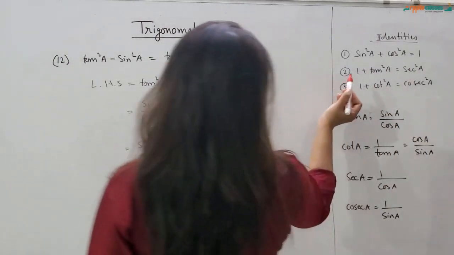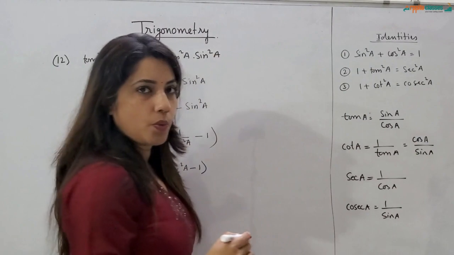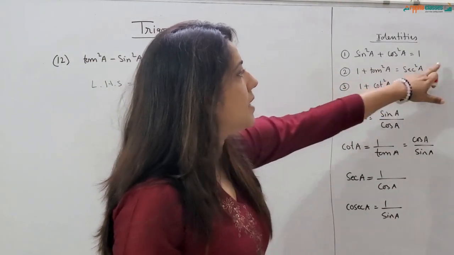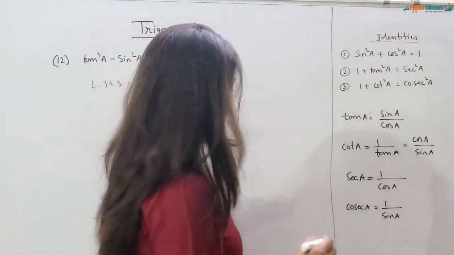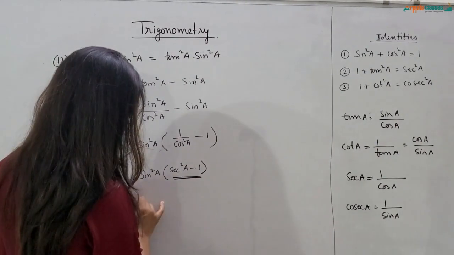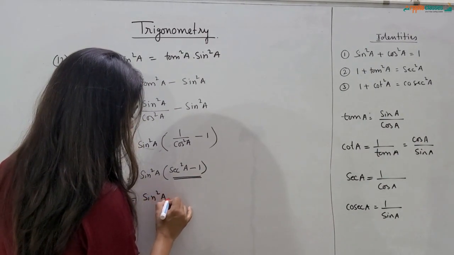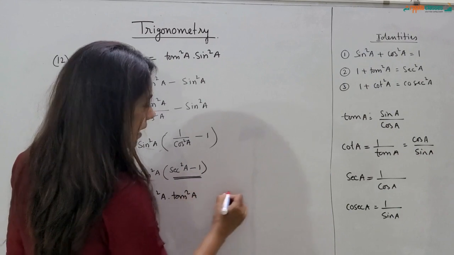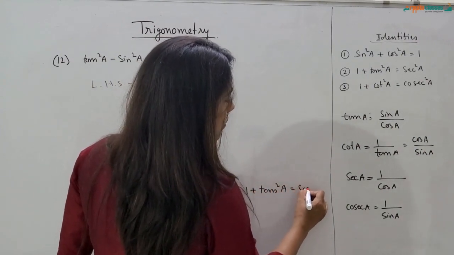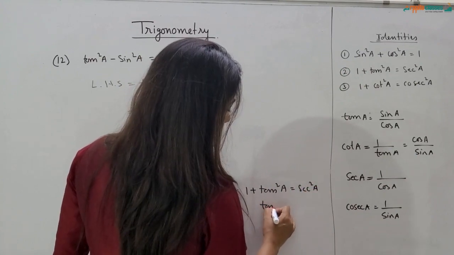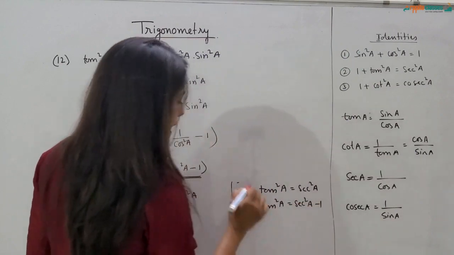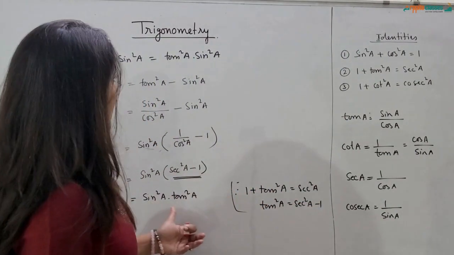Now look at this identity. 1 plus tan square A is sec square A. So if I take 1 this side, then it will be sec square A minus 1 equal to tan square A. So basically in place of sec square A minus 1, I can put tan square A. So I will be writing sine square A into tan square A. Here I am going to write 1 plus tan square A is equal to sec square A. Therefore, tan square A is equal to sec square A minus 1. This identity I have used here, sine square A into tan square A.